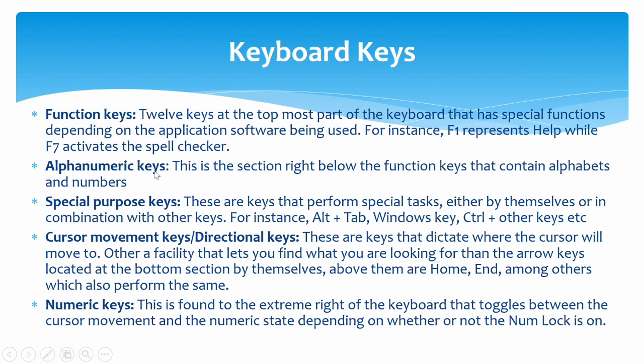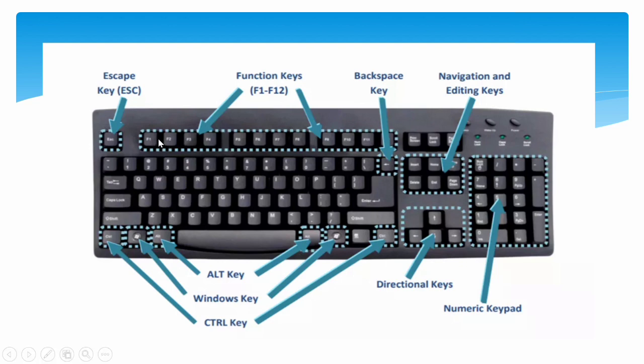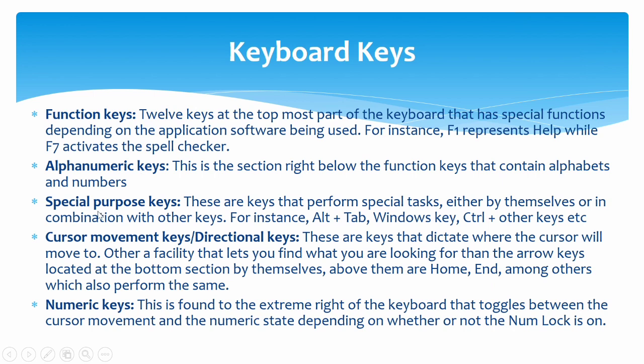Then we have alphanumeric keys. That's a combination of letters and numbers. So alphabets and numbers. So these are the keys that you see here. This category, just below the functional keys, we call them alphanumeric keys. A combination of alphabets and numbers, as you can see in the picture.